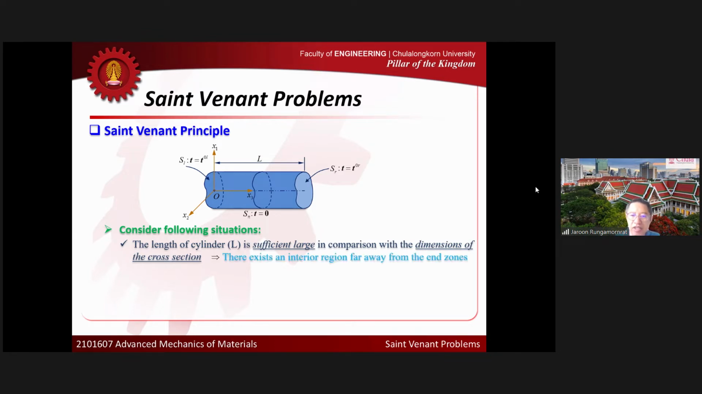So if this is the case, if L is much larger than the size of the cross section, there exists an interior zone, an interior zone that is away from the end zones. Because L is much larger than the size of the cross section, the interior zone exists. I'm not sure that is clear to you.